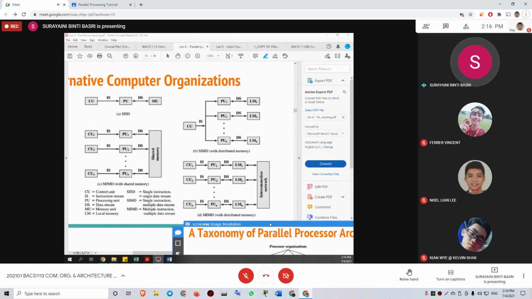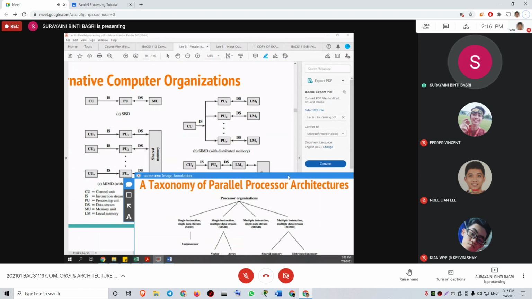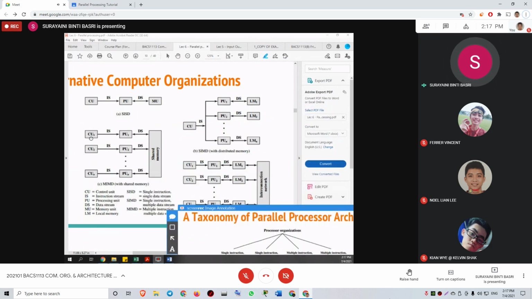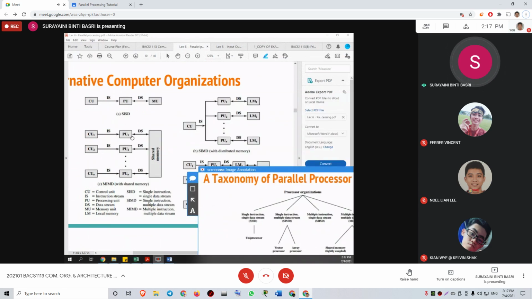Okay, so for MIMD, the fourth processor architecture, as it says here, it uses multiple instructions and multiple data streams, meaning it will have more than one control unit. But there are two types of MIMD. The first one is tightly coupled, meaning it shares one memory. All of the data streams share one memory.